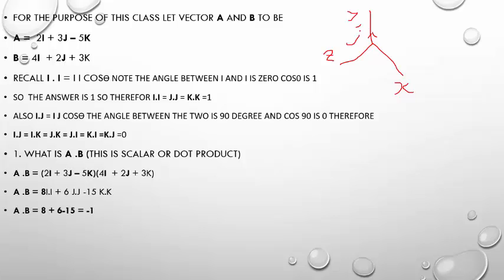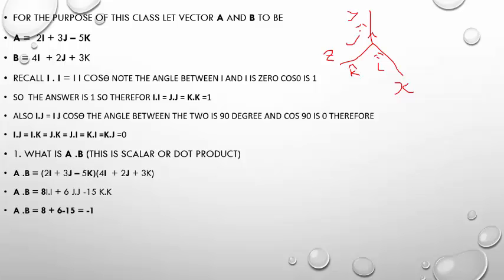We put a cap on it. This is i. We put a cap on it. This is k. We put a cap on it to show that it is a unit vector.